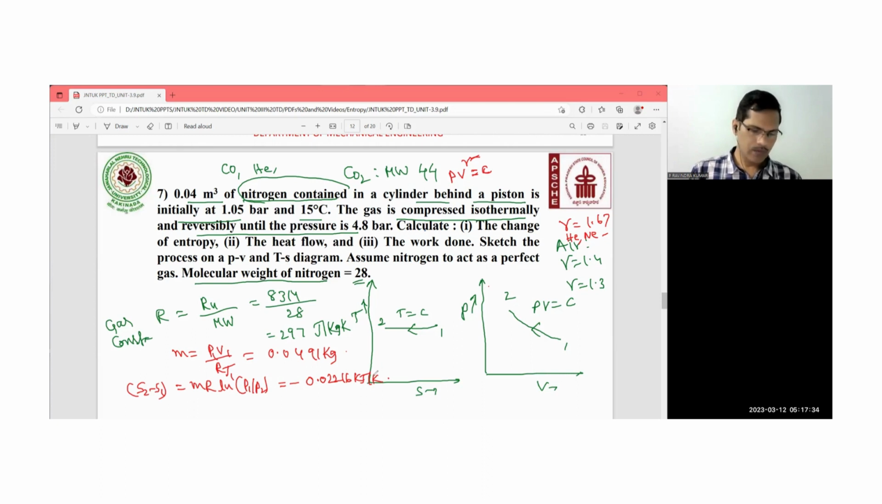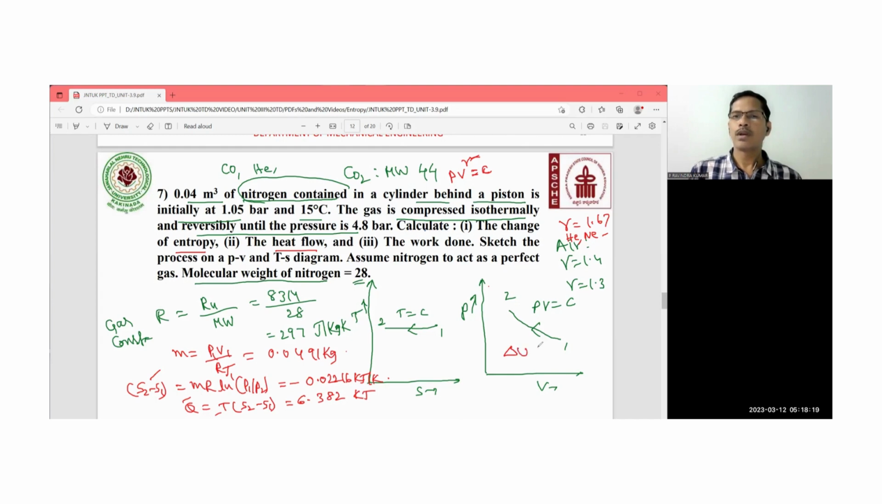So that is the first one. And what about the heat rejected? The heat rejected is equal to T into S2 minus S1. Here they have asked to calculate the entropy and the heat flow. The entropy is over; second one is the heat flow. Q is equal to T into S2 minus S1, so you will get this as 6.382 kilojoule.